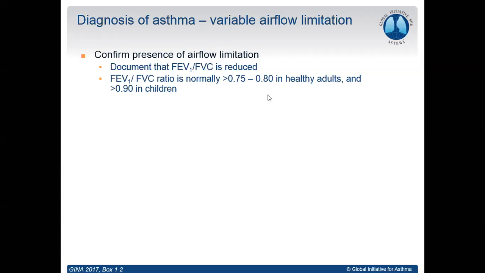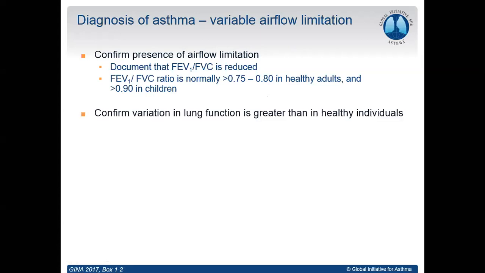by forced vital capacity. Usually the ratio will be around 0.8 in healthy adults, and in children it is around 0.9, which means that of the total 100%, 90% of the volume is exhaled in 1 second normally. And in healthy adults, almost 80% of the total volume is exhaled in the 1 second. But in asthmatics, it's going to be less than the 80% margin, so less than 0.8.